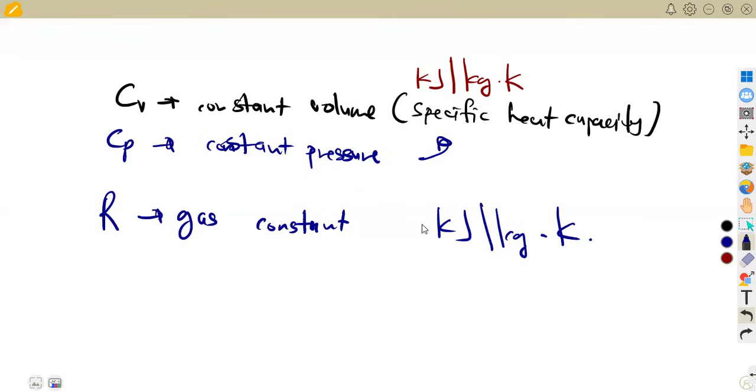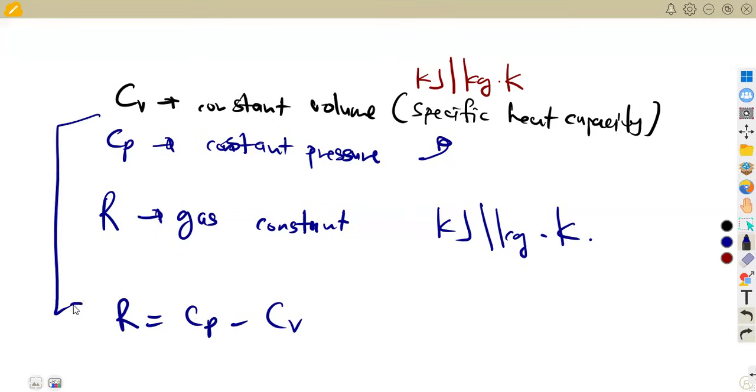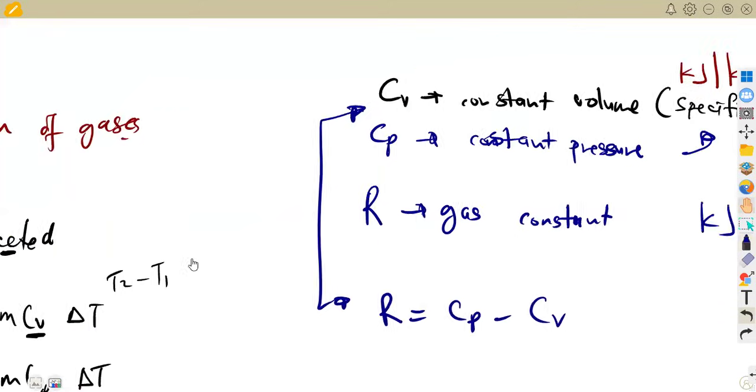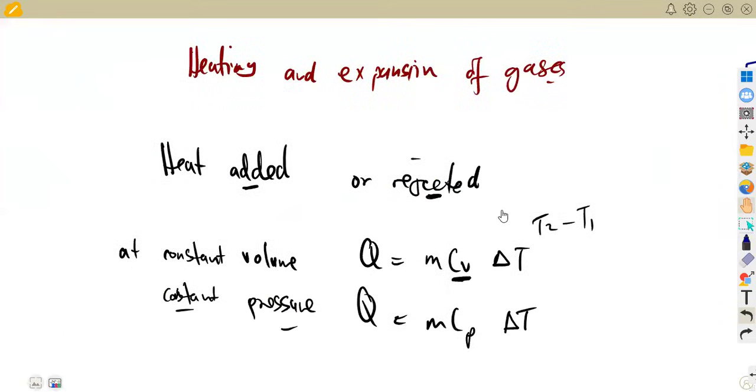All right, then the relationship that we have is that R is equal to Cp minus Cv. If I'm given Cp and Cv, I can find R at the same time. If I'm given R and one of these, I can find the other, depending on what you're given. We shall talk about this in more detail when we talk about the other processes. Each and every part that you have is going to be affected differently.